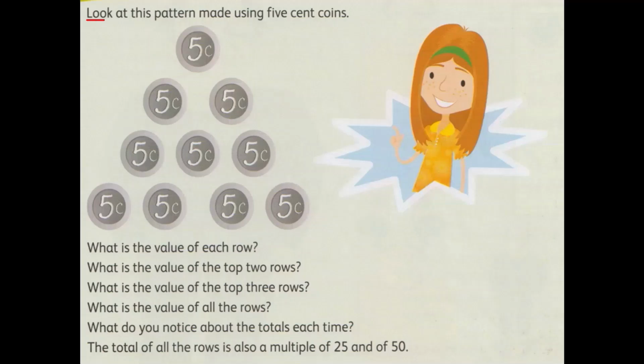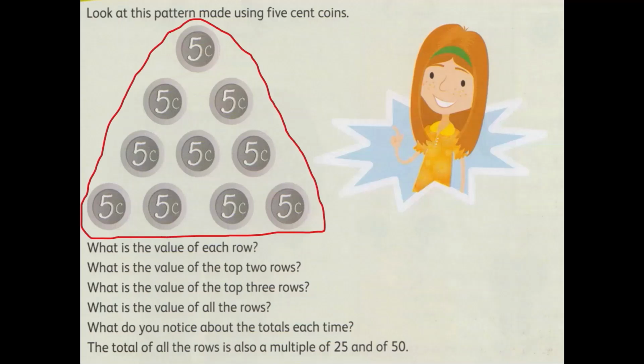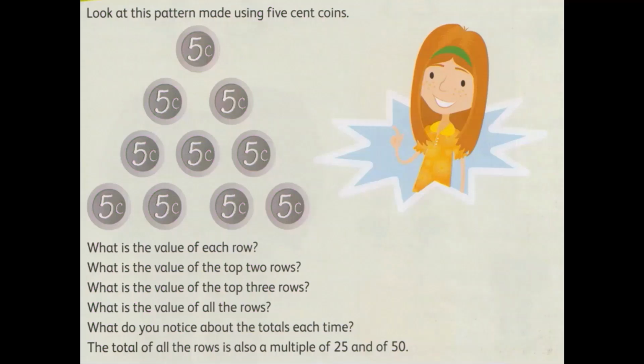It says, look at this pattern made using 5-cent coins. So as you can see here, there's a number pattern made out of 5-cent coins. Below this are several questions here that we're going to go over individually. I'm going to read each one and solve it for you. And then after that, I'm going to give you a bonus activity following this demonstration lesson that you can do on your own. So why don't we go ahead and take a look at the questions below the 5-cent coins now.